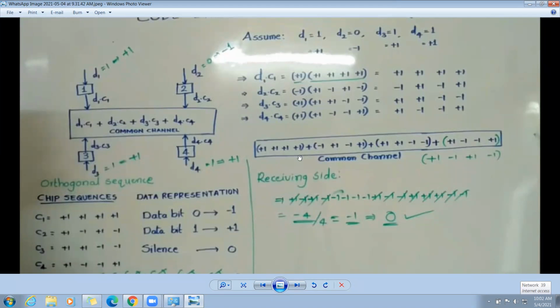Suppose at the receiver end we need to get the D1's data. We need to get the D1's data. How will we get D1's data? Anyone unmute yourself and let me know.